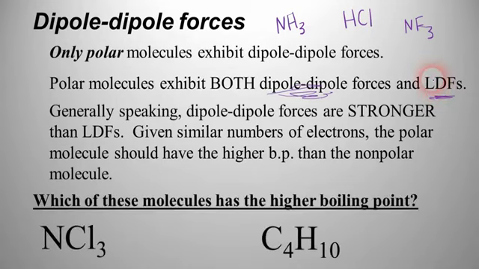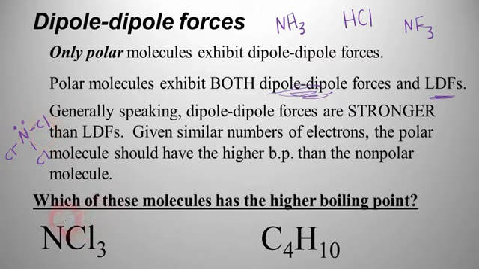So let's take a look at an example here. Which of these molecules has the higher boiling point? Well, we know that NCl3, nitrogen trichloride, is a polar molecule. If we take a little space here and try to draw the rough structure of that, I'm going to leave out some of the unshared pairs on the Cl, but this is the basic structure of that molecule. And so we know that because it has this lone pair on the central atom, it's not canceled out by anything else. It's an unbalanced region of negative charge. That is a polar molecule.